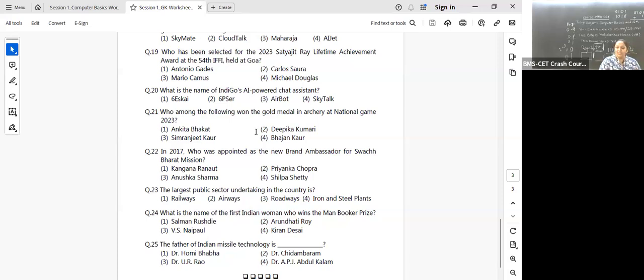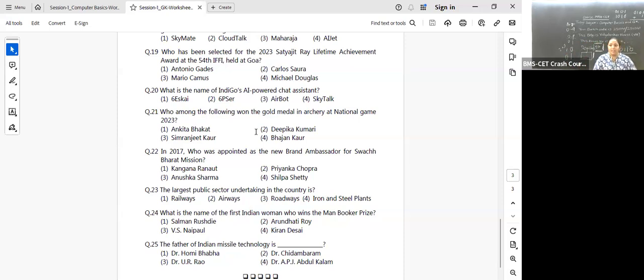Yes, Dr. APJ Abdul Kalam. Okay, so these are the kind of generalized current affairs questions that can be asked. I'll repeat that this is only asked because it is a competitive exam. But now you should have some basic knowledge of what can be asked in computer basics and what can be asked in your general knowledge and current affairs.